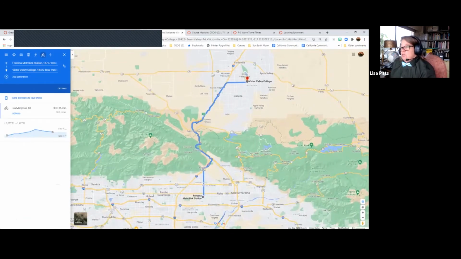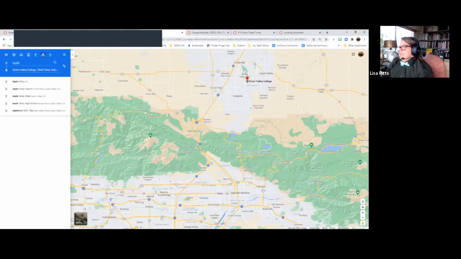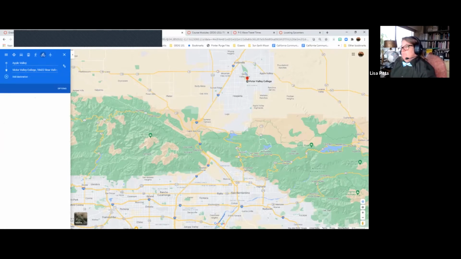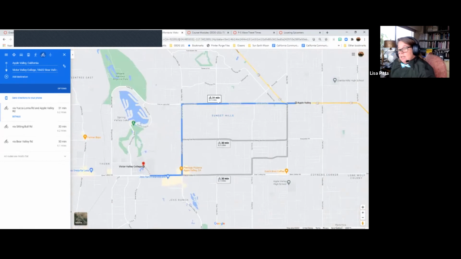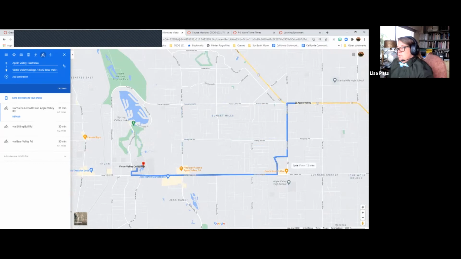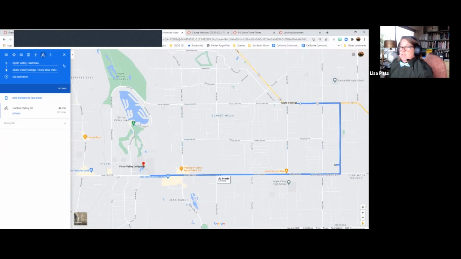So if instead of living at the Fontana Metrolink station, you lived in Apple Valley, sure, just say Apple Valley. Let's see where it goes there. Okay, cool. Again, that looks like fun. I don't want to go that way. I don't want to live there. Let's say I live over by Granite Hills High School.